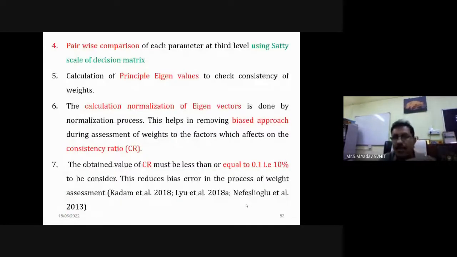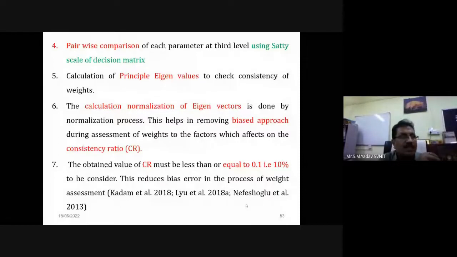Pairwise comparison of each parameter at the third level using the statistical decision matrix has been used. The calculation of principal eigenvalues to check the consistency of weights has been carried out. The normalization of eigenvectors is done by a normalization process. This helps in removing biased approach during assessment of weights to the factors, which affects the consistency ratio.